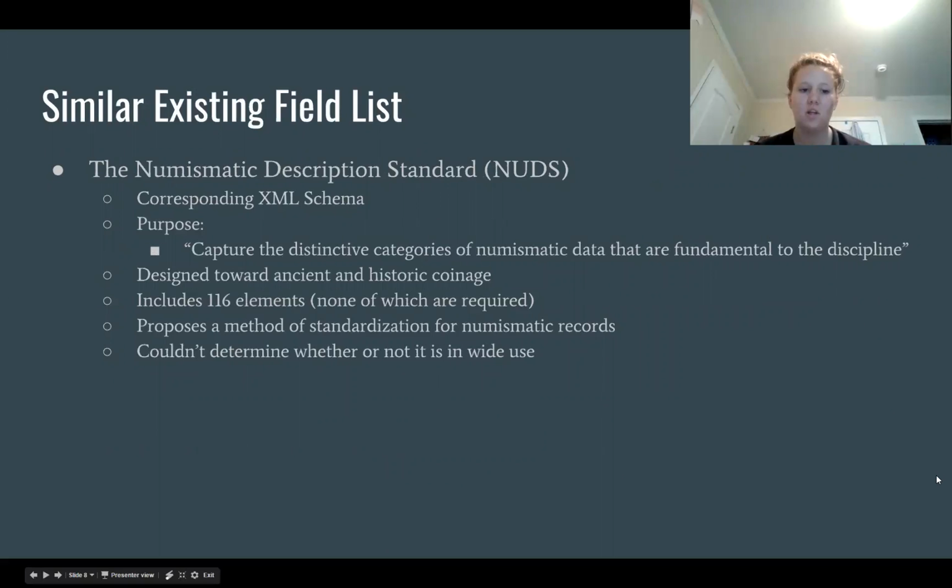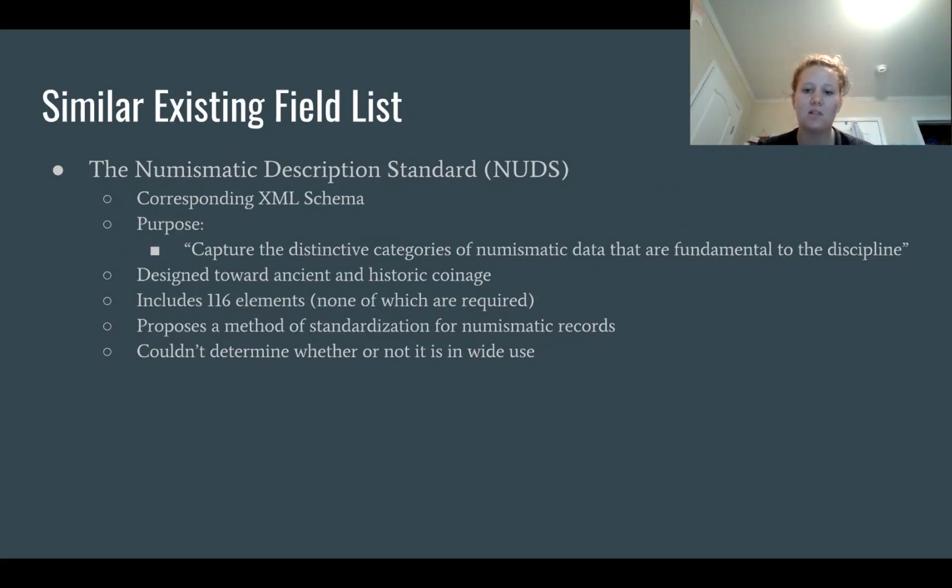So when we started looking into this, we found that there was the numismatic description standard. It was really popular in 2006 through about 2009. We can't determine if it's still in use today, and we have a couple of theories why. There are 116 elements within this schema, and none of which are required. So that makes it really hard to get consistent records as people are cataloging their coins.